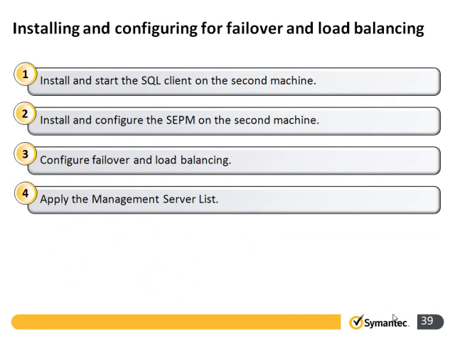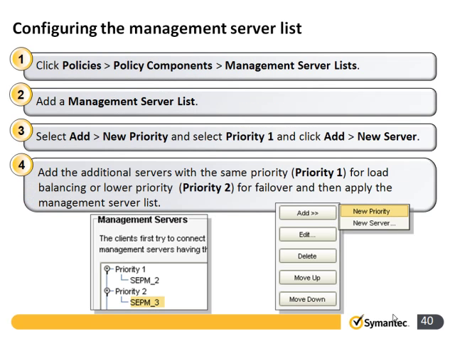Installing and configuring for failover and load balancing. The first thing we need to do is install and start the SQL client on the second machine, and install and configure the SEPM on the second machine also. We need to configure that failover and load balancing, and then we need to apply that management server list to the clients. The management server list is what designates to the clients which SEPMs are available to it to connect to.